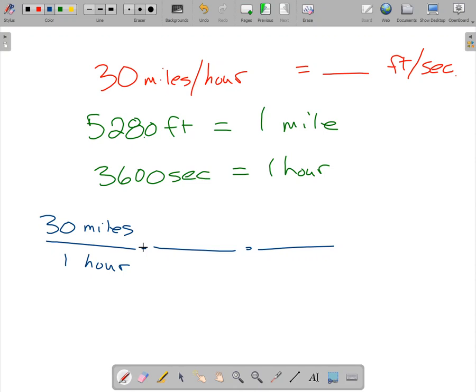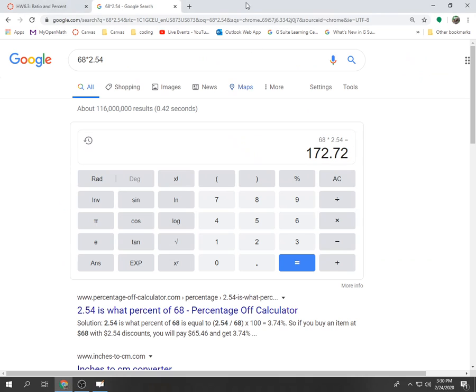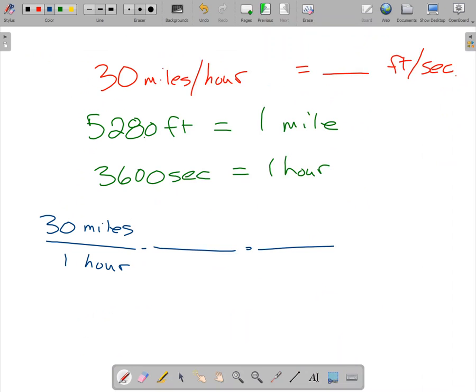Feel free to ask a neighbor at any point. I guess I should come up with a number on the side here. And a calculator is definitely important.